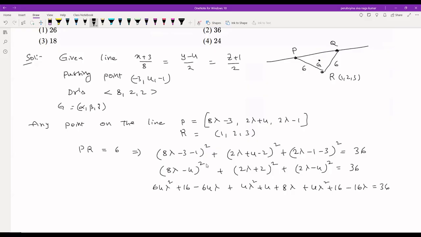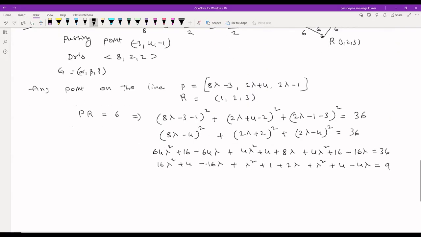You can cancel the 4 table. Otherwise it is a big calculation. 16 fours... this is lambda square, this is 1, this is 2 lambda, plus lambda square plus 4 minus 4 lambda is equal to 4 table cancel 9. And now see the lambda square values: 16 lambda square, 1, 17, 18. 18 lambda squares are there.